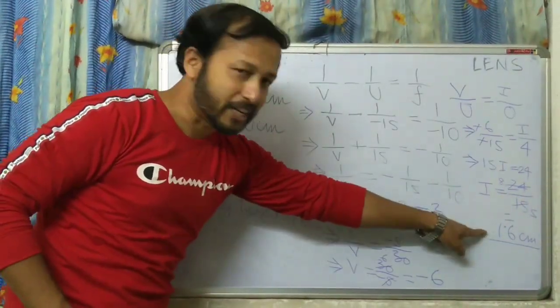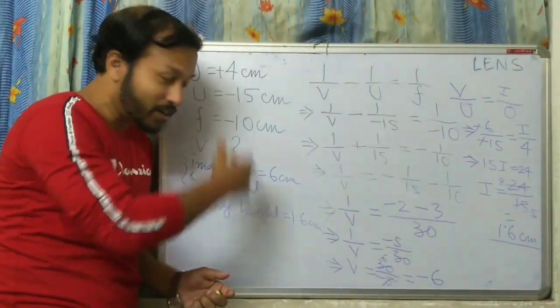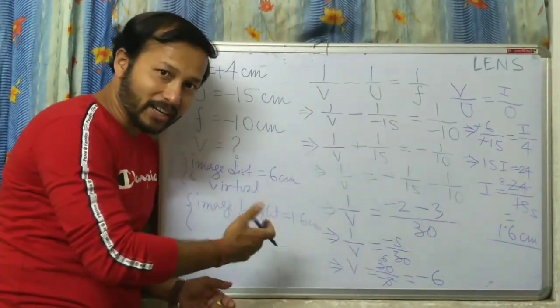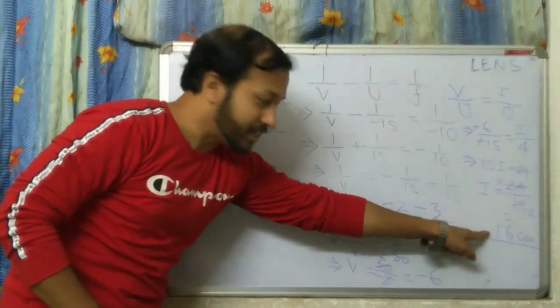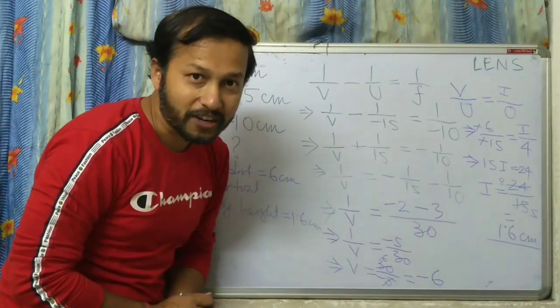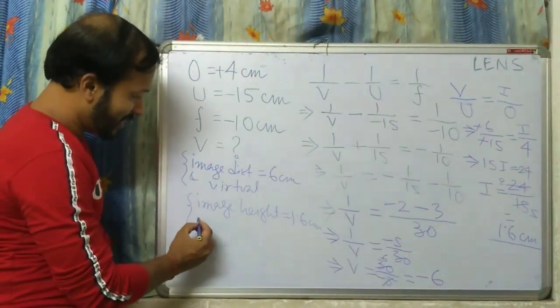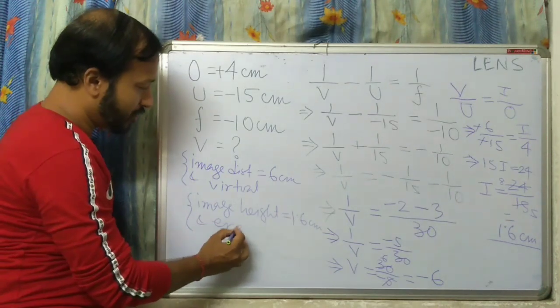If I is positive, see the list again. Yeah, I told you that list is required for the whole numerical. If I is positive, what is written in the list? If I is positive, it's an erect image. So it's an erect image.